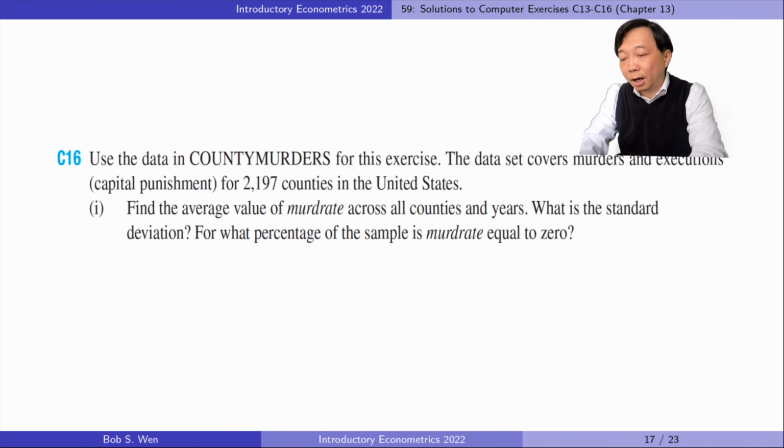Now we reach the last computer exercise, number 16, for chapter 13. The dataset covers murders and executions for 2,197 counties in the United States. In Part 1, we will find the average value of the murder rate across all counties and years. What is the standard deviation? For what percentage of the sample is the murder rate equal to 0?